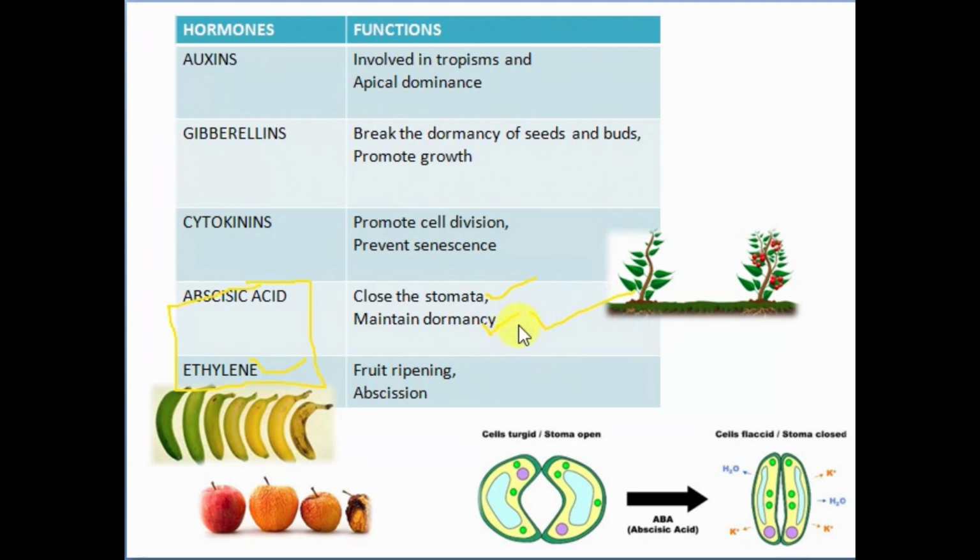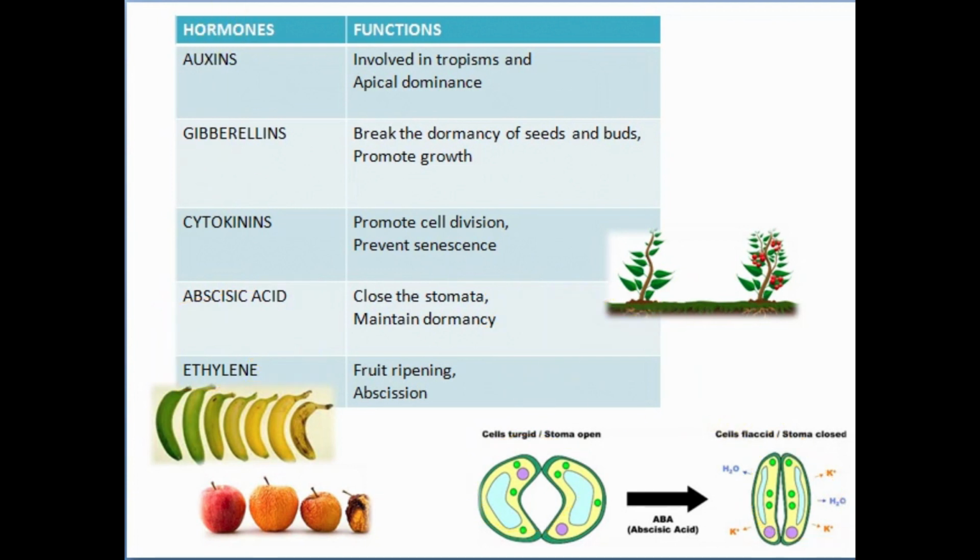It closes the stomata. Here you can see this is an open stomata, and here it closes the stomata. It is because of abscisic acid. And why is this necessary? This is necessary for plants because when plants are stressed due to lack of water, abscisic acid will tell the stomata to close so that it can prevent water loss. In dry areas like Rajasthan during summer, abscisic acid will tell the stomata to close and protect plants from excess loss of water.